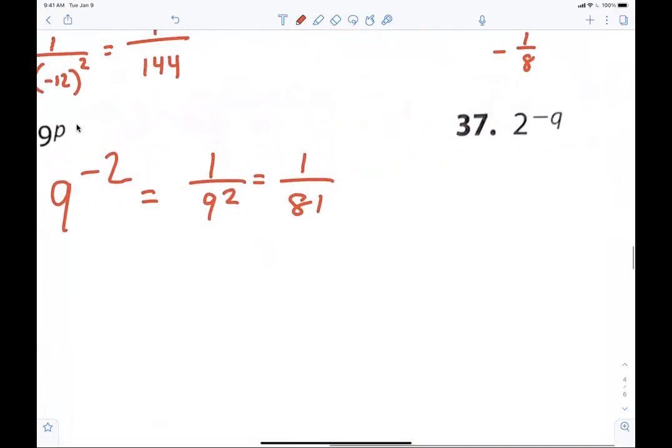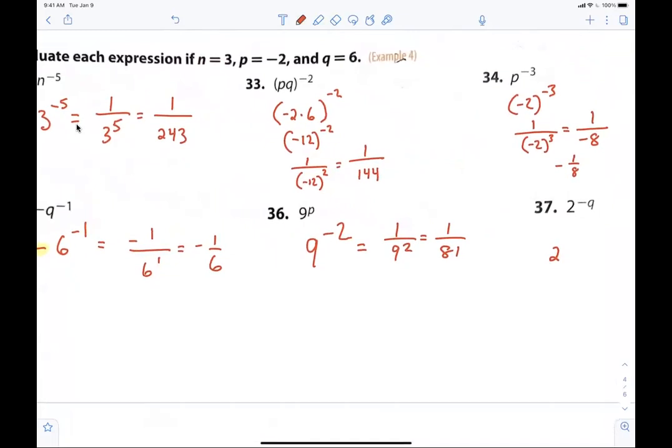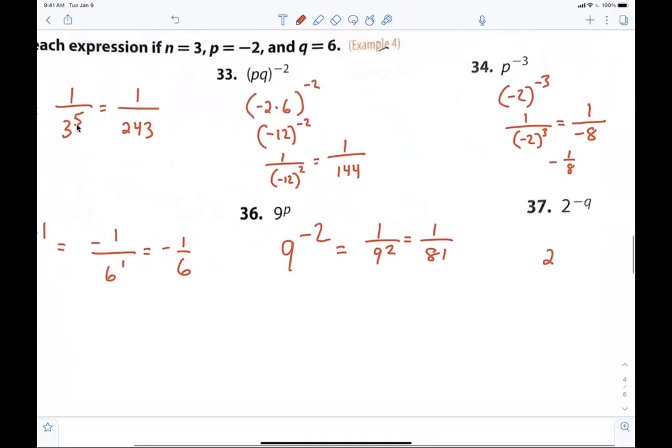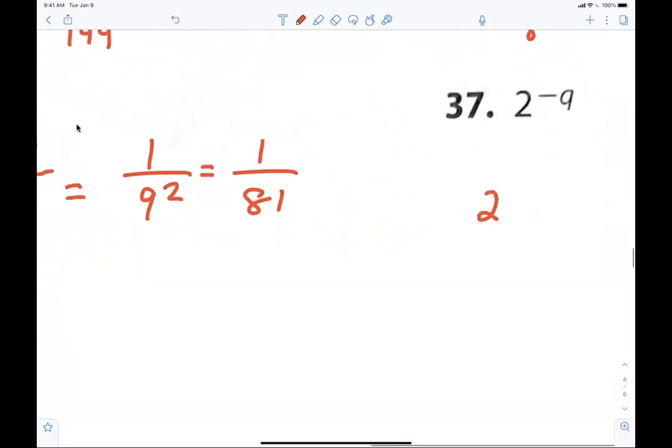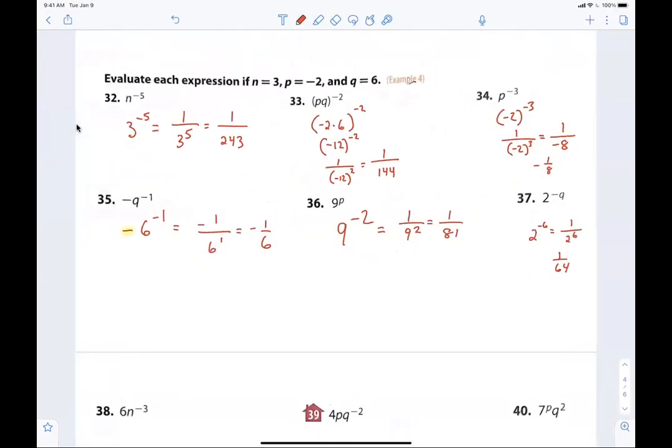All right, let's look at 37. It's 2 to the negative 6. So I want everybody to write 2 to the negative 6, and tell me that's the same as what? 1 over 2 to the 6th. And 2 to the 6th is what? So it's 1 over 64. I'm happy with that.